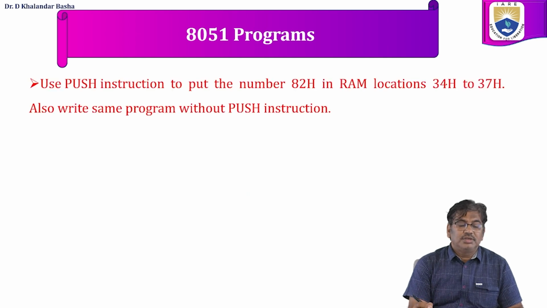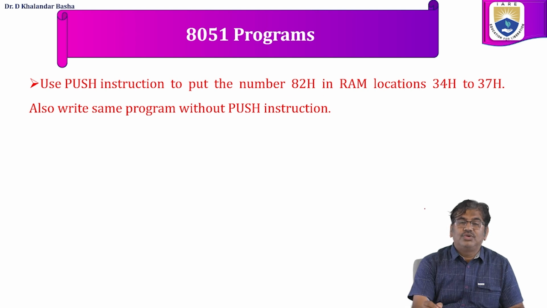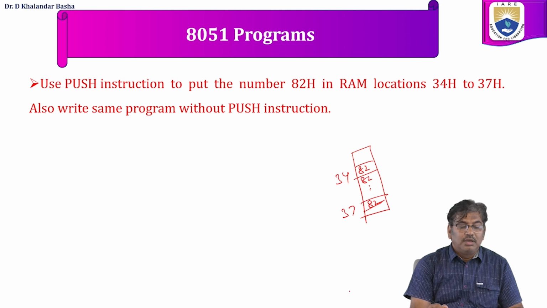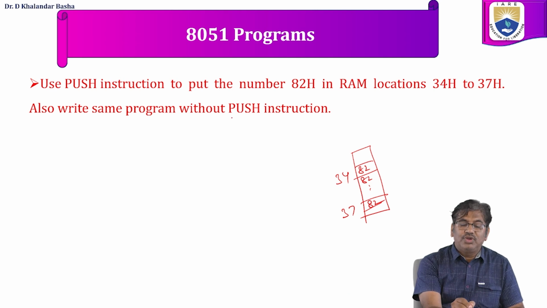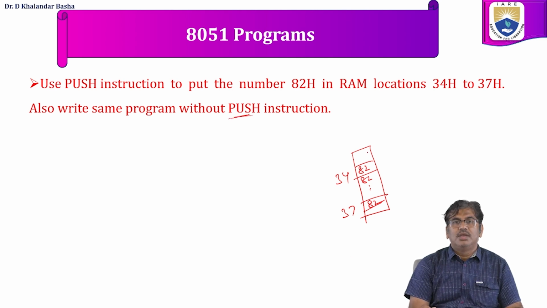The next task: use the PUSH instruction to put the number 82H in RAM locations 34H to 37H. Here from 34H to 37H, each and every memory location we want to write with 82H, 82H, 82H like this. Also write the same program without using the PUSH instruction. So PUSH is always related to stack memory.